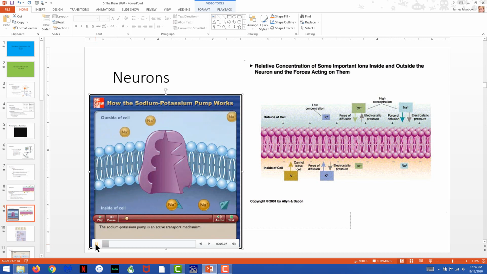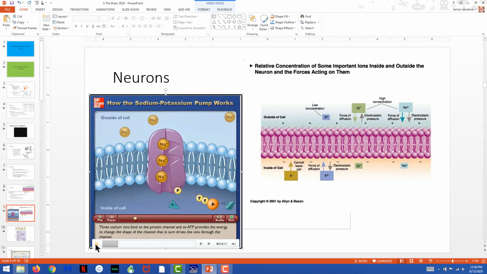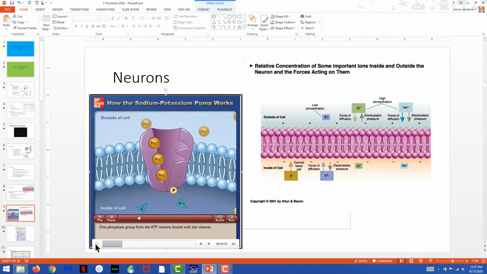3 sodium ions bind to the protein channel, and an ATP provides the energy to change the shape of the channel that in turn drives the ions through the channel. One phosphate group from the ATP remains bound with the channel. The sodium ions are released on the other side of the membrane outside of the cell, and the new shape of the channel has a high affinity for potassium ions, and 2 of these ions now bind to the channel.